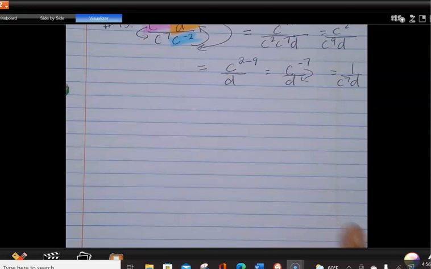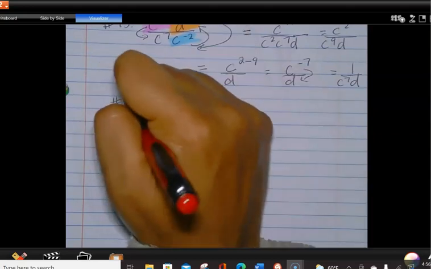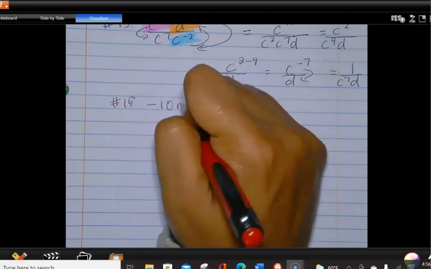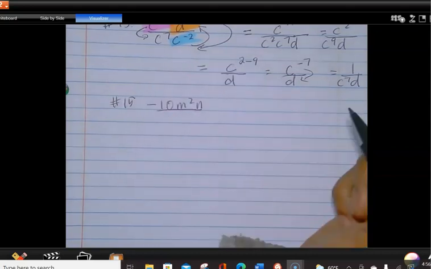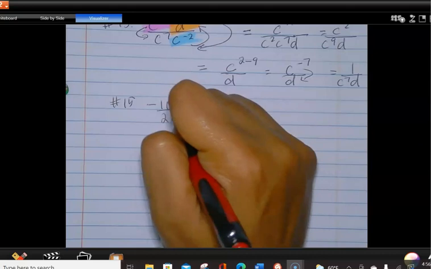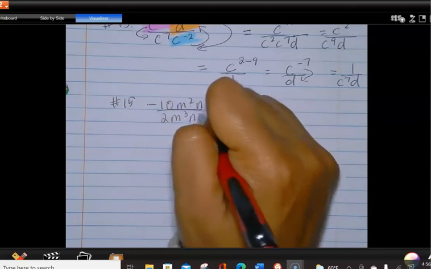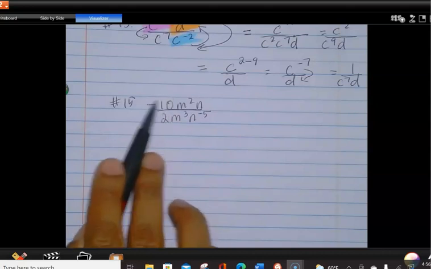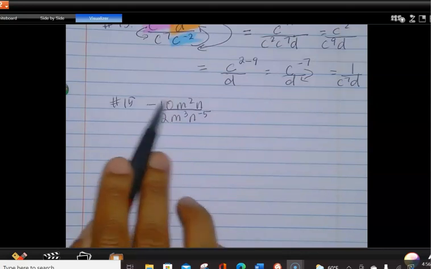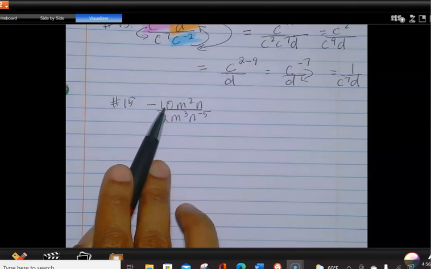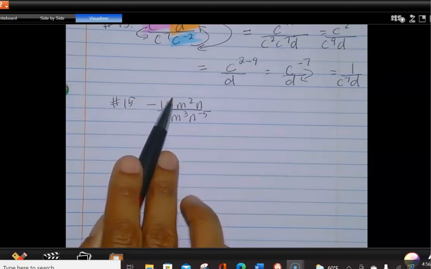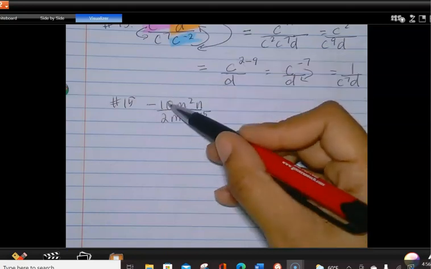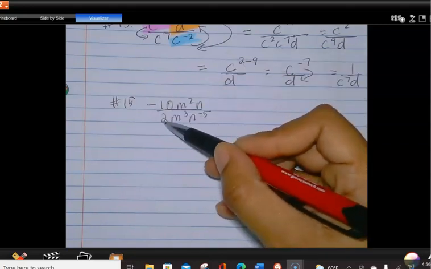For number 15, again, this is the practice. Negative 10 m squared n is in the numerator. And then I had 2m to the third n to the negative 5. Now keep in mind, on this negative 10, that's just a number. It's not like we see, guys, a 10 raised to the negative 4 or negative 2. So this is fine. So I'm just going to do negative 10 divided by 2, which is negative 5.